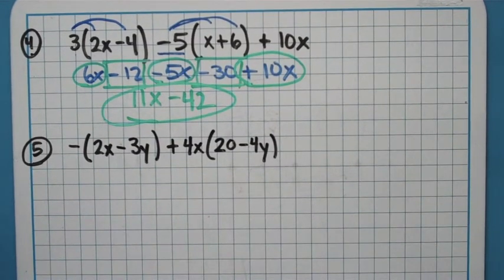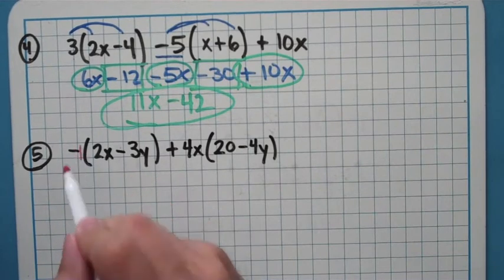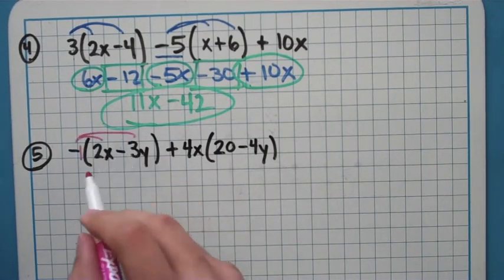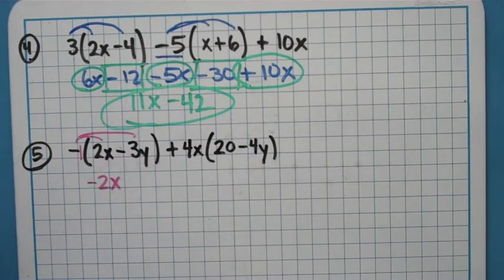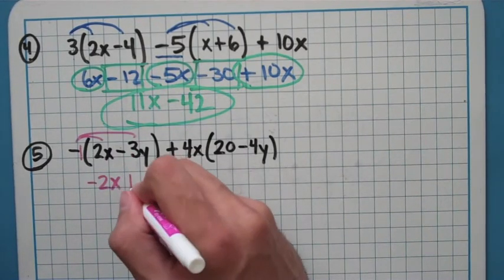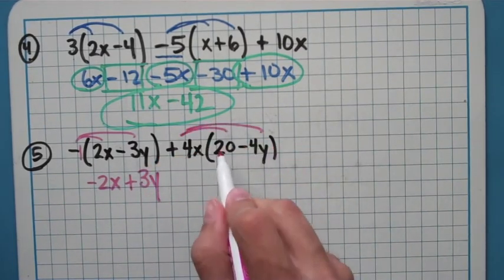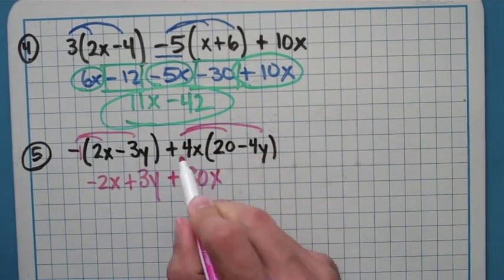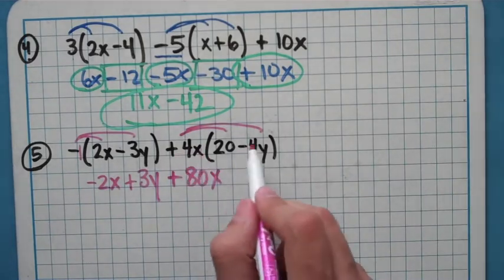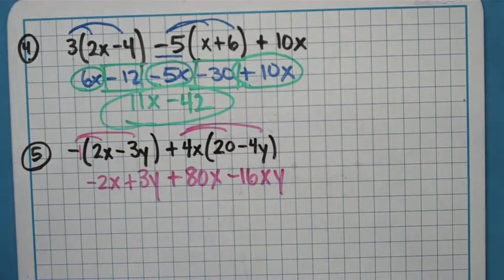So we have one more. If you like to try it for yourself, go ahead and do so, but I'm going to work it out right now. So on this one, I have a negative outside my parentheses. That's really a -1. So when you distribute that in, -1 times 2x is -2x. -1 times -3y is going to be a positive 3y. And when I distribute in my plus 4x here, plus 4x times 20 is going to be a plus 80x. And plus 4x times minus 4y is going to be minus 16xy. The xy just sits side by side like that.